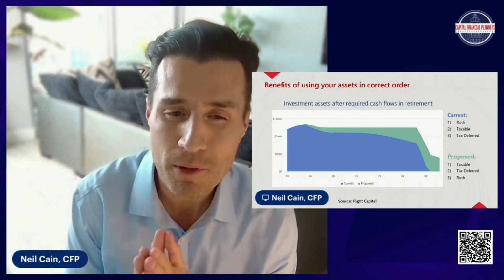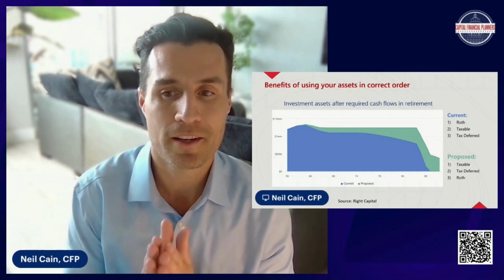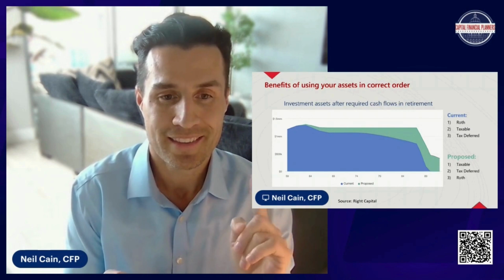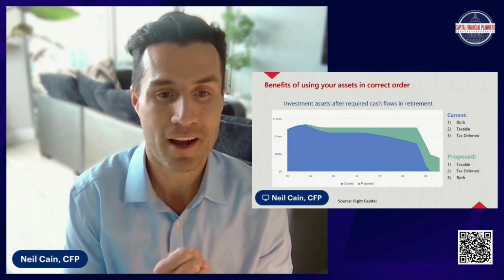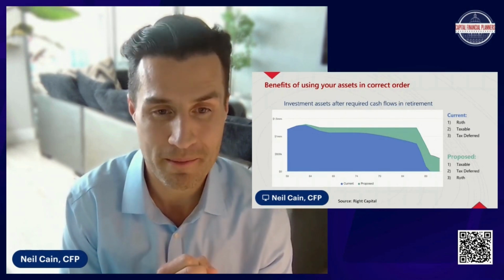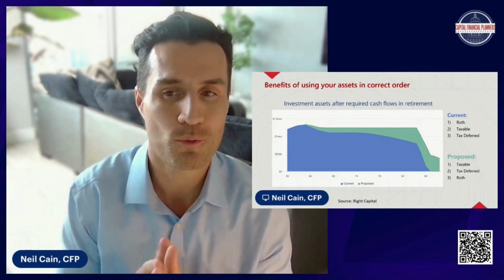But 90+% of the time, it's going to be taxable accounts. That means non-retirement first, tax deferred. That means traditional second, and Roth last.